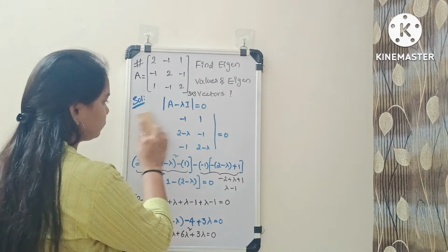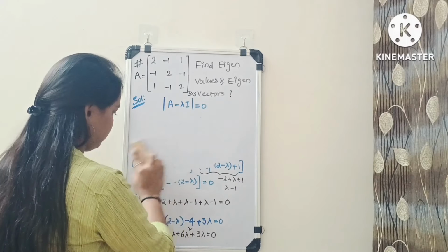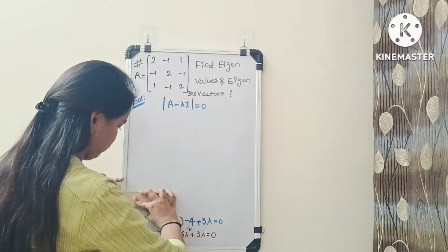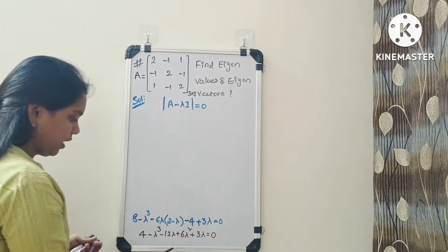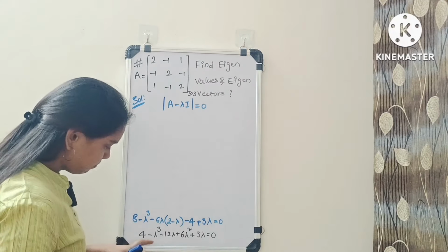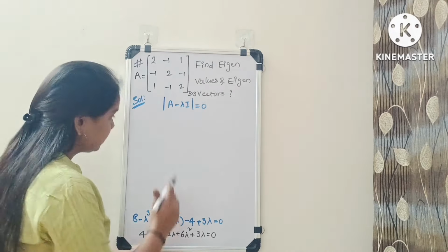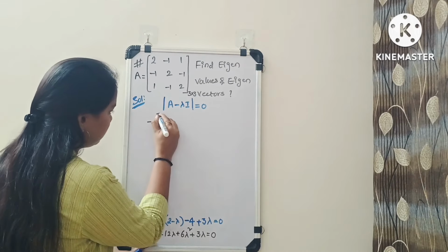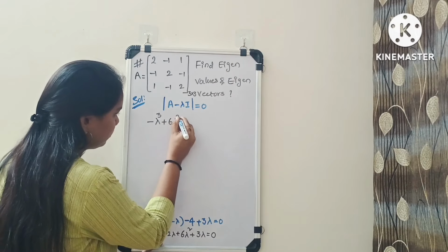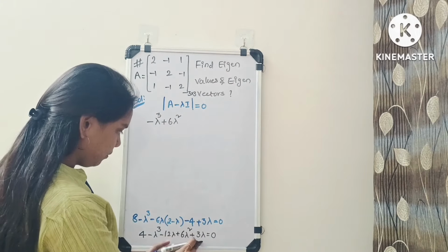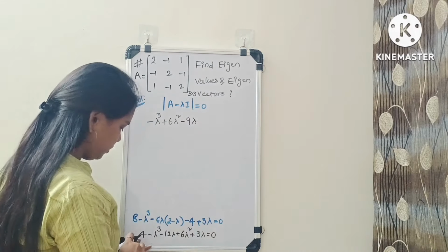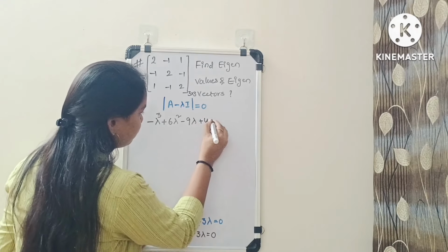Next one is, now I'm writing the same above. Otherwise, we'll expand directly. First, we'll write the higher power. What is it? Minus lambda cube. Here we got minus lambda cube. Here plus 6 lambda square, 6 lambda square. Then minus 12 lambda plus 3 lambda. What will we get? Minus 9 lambda. Here plus 4, which is equal to 0.